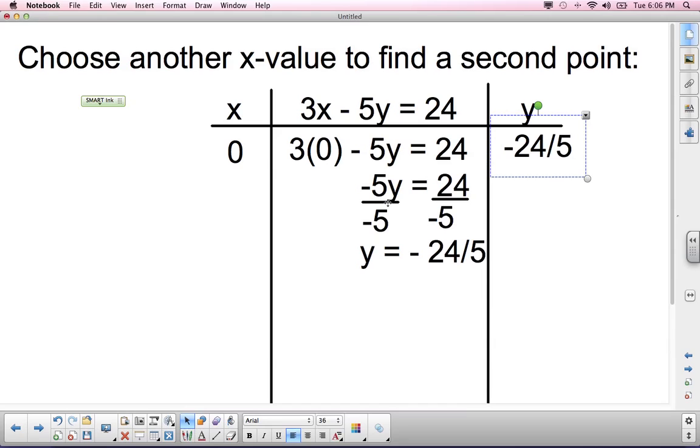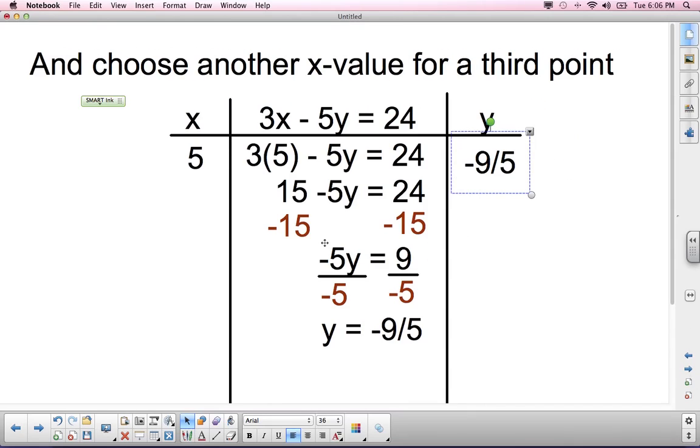I need to get y by itself, so here it's being multiplied by -5. I'm going to divide by -5 to solve the equation. And when I do so, I get y is equal to -24 over 5. So y is -24 over 5. It's a fraction. It's not that easy to graph, but that's what you get when you do a table of values. The third point is where I chose x was 5.